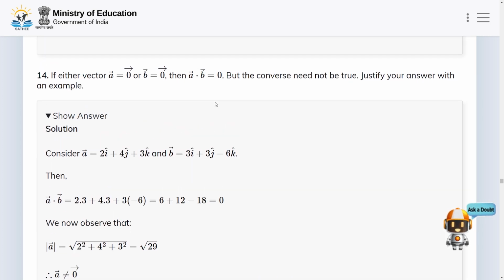So whenever you are given that vector A or vector B is a 0 vector, then you can directly say that the dot product is going to be 0. But if you are given that the dot product is 0, then you cannot say that either of them is going to be 0.